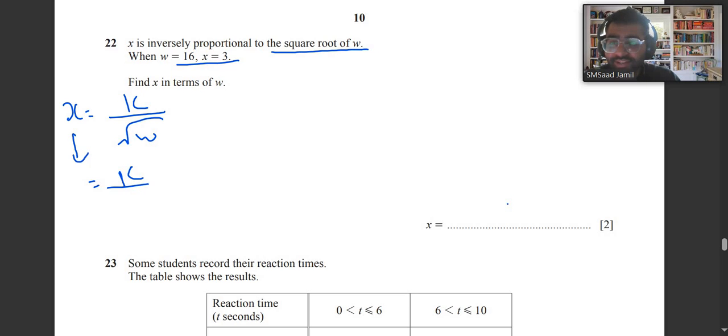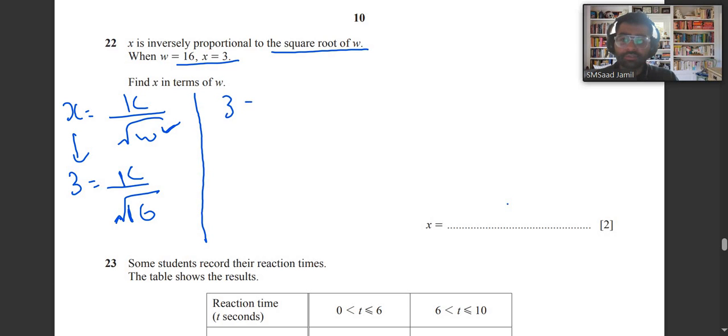X is actually 3. Now look, they played a mind game over here. X is equal to 3 and w is equal to 16, so I will write under root 16. I realized this because there was no under root of 3, so I thought I might have made a mistake. So be careful at this, guys. Even though I wrote it correct, I plugged in the values wrong.